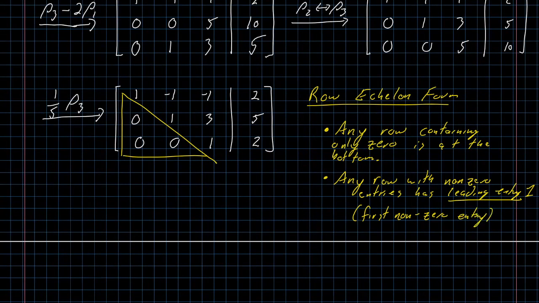All right, so the first non-zero entry in each row is a 1. First entry in this row is a 1. We've got a 0. The first non-zero entry is this one. It's a 1. We've got a 0. We've got another 0. The first non-zero entry in this one is also a 1.